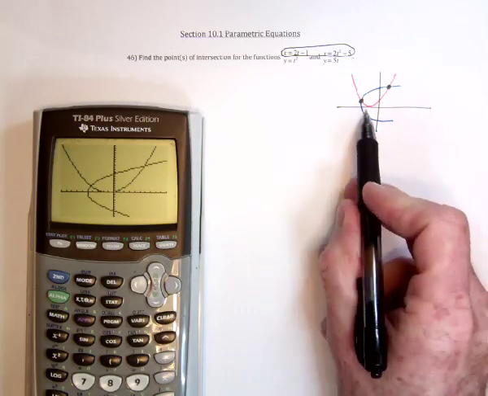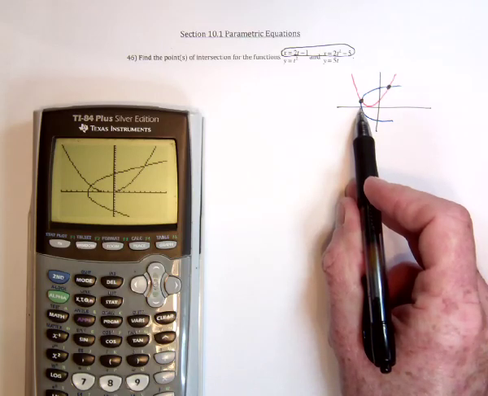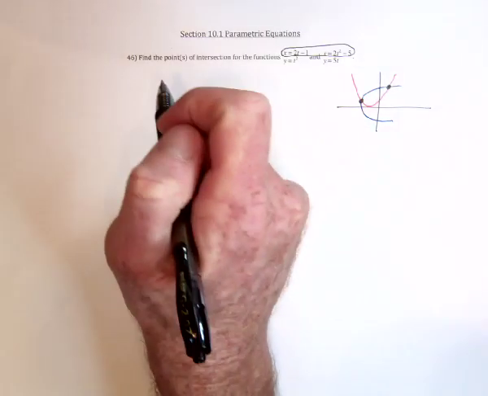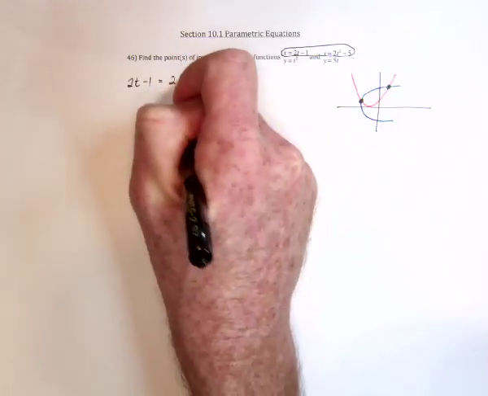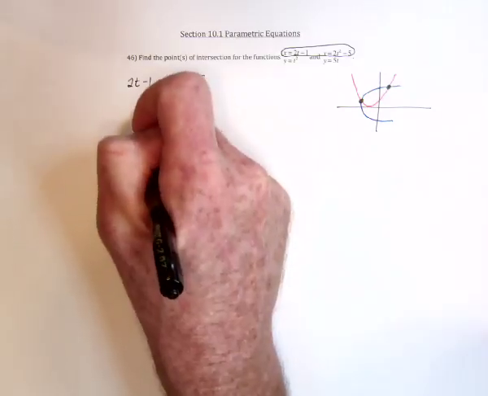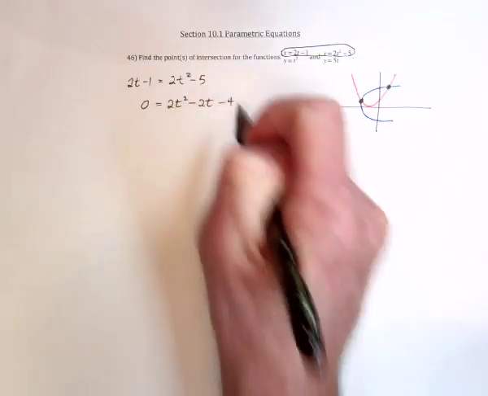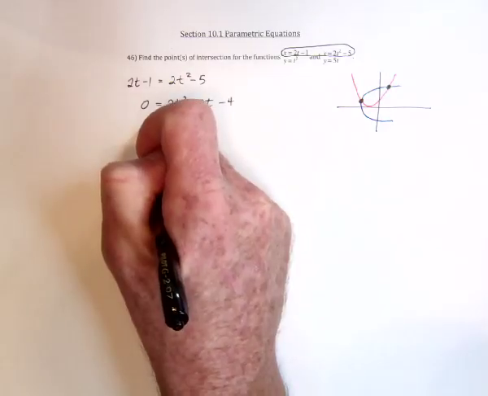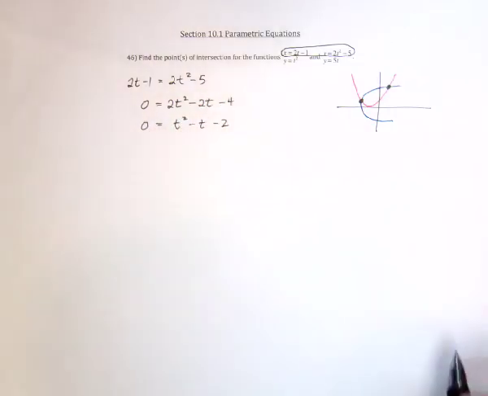We're going to have, at this point, the x values are the same. X equals whatever this is, -2 or something like that. So we'll have to set the x equal to the x, and then the y equal to the y. So when x equals x, that would give us 2t minus 1 equals 2t squared minus 5. We can then do the quadratic formula, so move everything to one side. 2t squared minus 2t, and then it's going to be minus 4. Or you could divide everything by 2 and make the numbers smaller. So it's going to be t squared minus t minus 2.